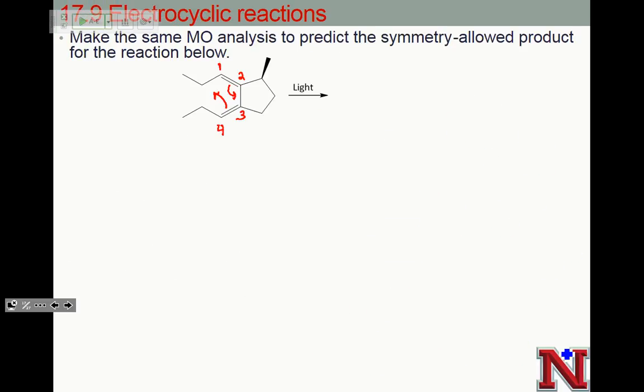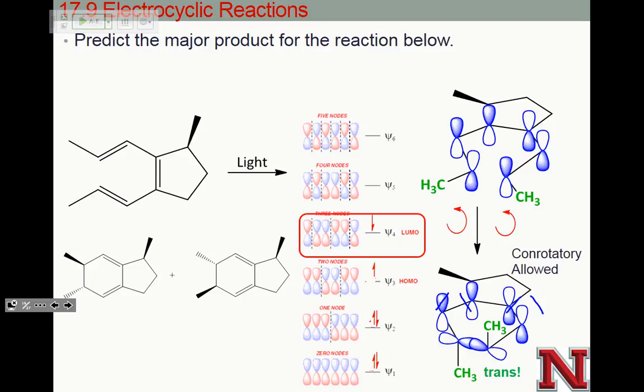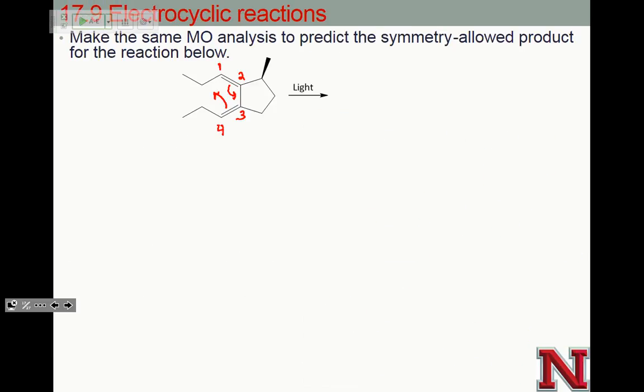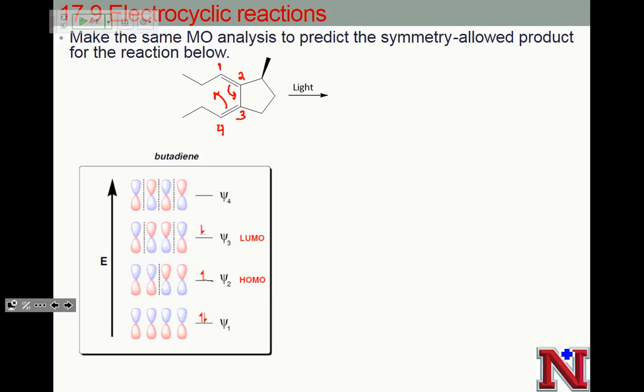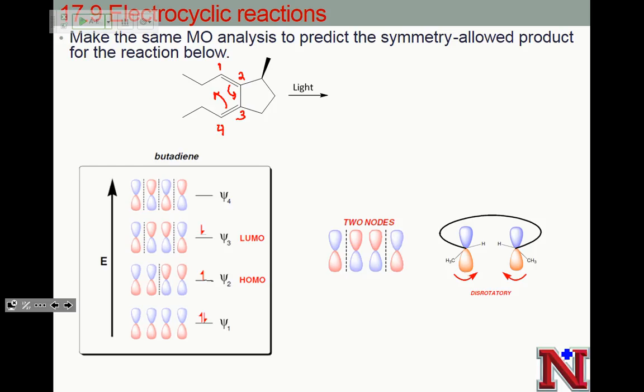Now this looks very similar to the example here, but the difference is the amount of p orbitals. Here we have our 3 conjugated double bonds. Here we only have 2. So we're only mapping out these 4 p orbitals. So that's going to form our 4-membered ring here. And under light conditions, our 4-membered ring, our LUMO is this higher one. So in this case, our disrotatory will be allowed.